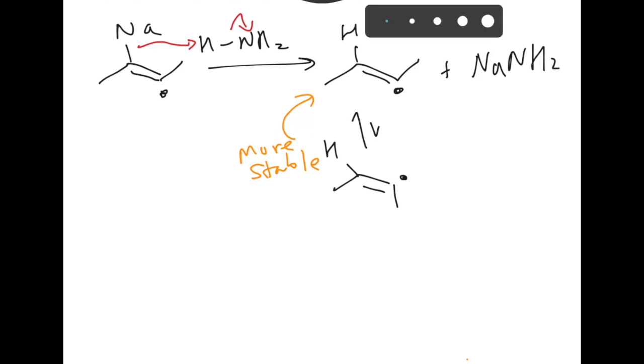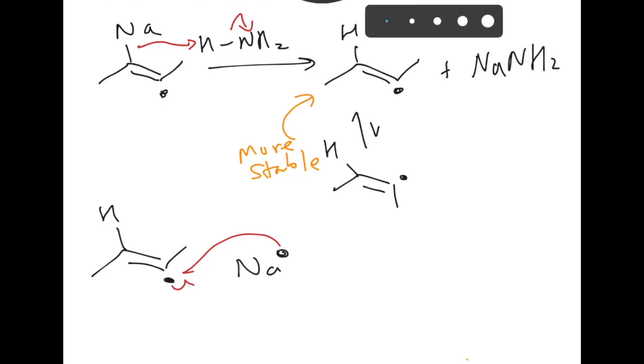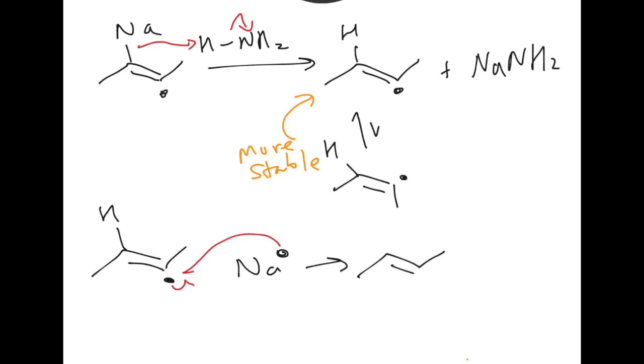So this trans, again, I'm going to redraw it so I have space. This trans vinyl radical can react with sodium radical again. They'll come together and make an anion again. Once it makes the anion, the double bond geometry is locked.